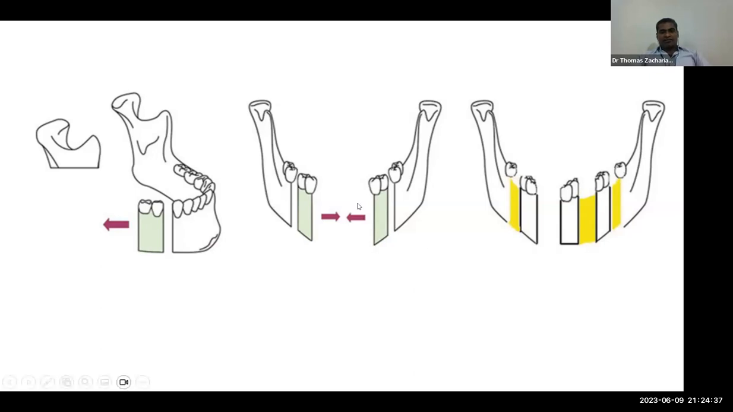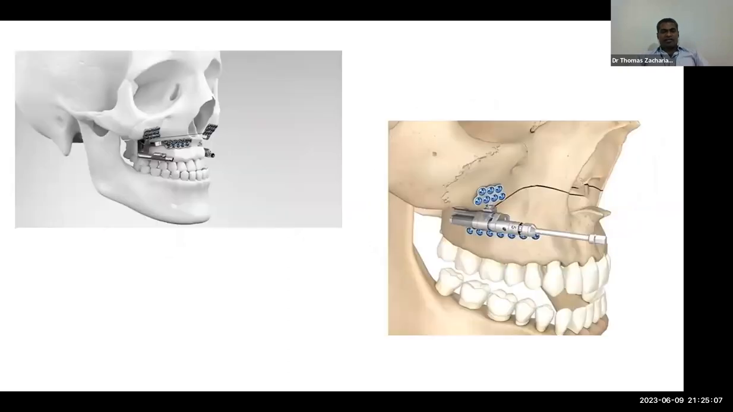You can see there are three foci of bone formation between the two transport segments and the respective osteotomized segment. And the third picture is an example of a quadrifocal or tetrafocal, where there are four foci of bone formation: three foci of bone formation and one focus where the two leading segments approximate each other. So these are all basic concepts of distraction.